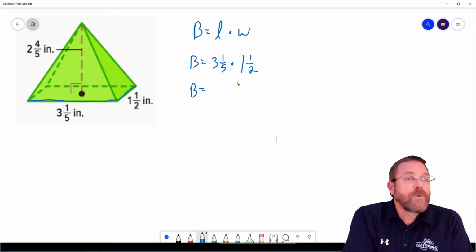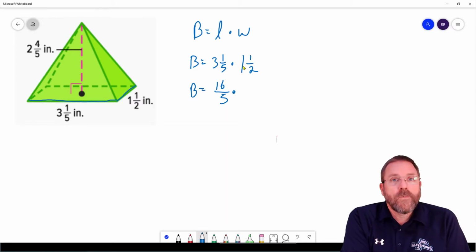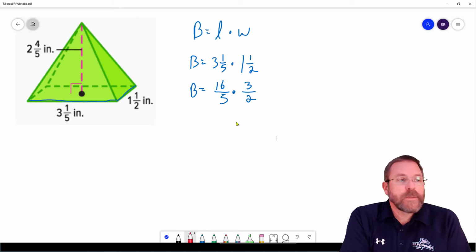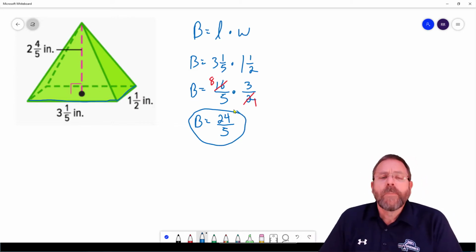Base area is equal to, change each mixed number to an improper fraction. 5 times 3 is 15, plus 1 is going to be 16/5, times 2 times 1 is 2, plus 1 is 3/2. Next, we're going to simplify. 2 goes into 2 once, 2 goes into 16 8 times, and we're going to multiply. That means 8 times 3, that's going to become 24, 5 times 1, that's going to be 5. We're just going to leave that right now as an improper fraction because we're going to have to multiply that number again in just a moment.